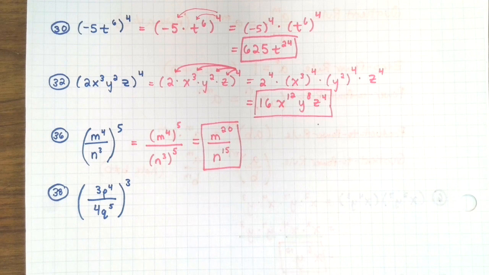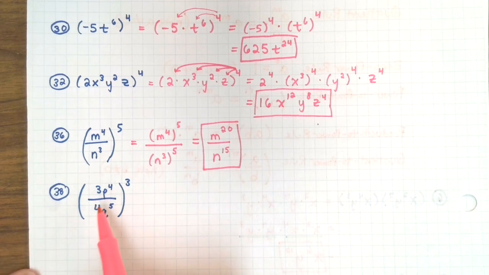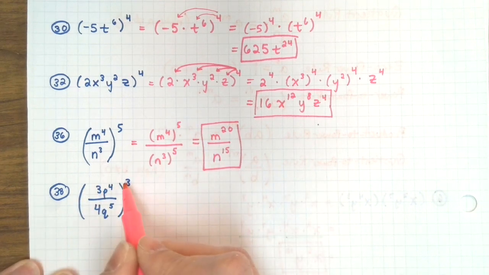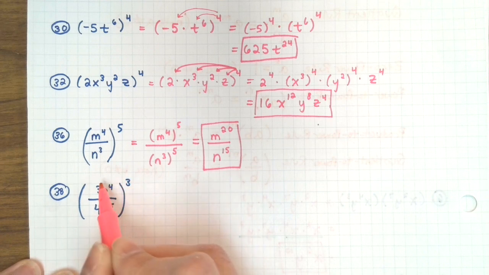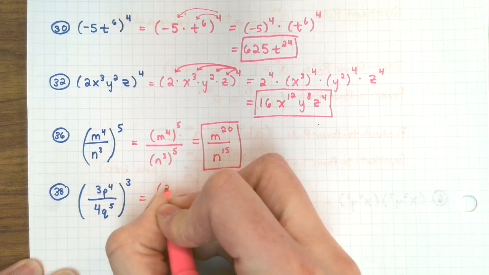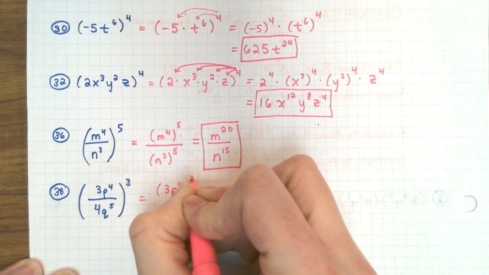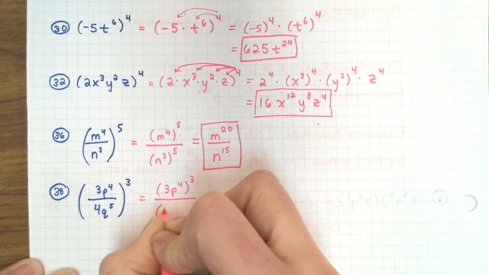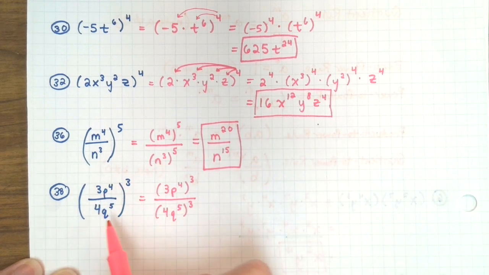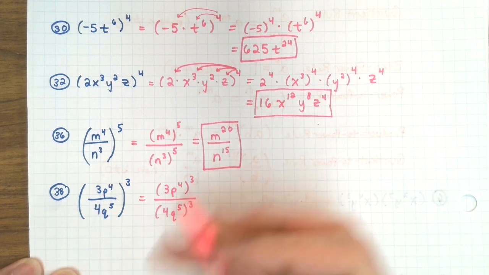For 38, very similar idea, except for this one actually combines a little bit more than just the power to power rule. It's also going to include the product to power rule. But before we get there, let's use the quotient to power rule, which basically again tells us we're going to take this exponent and we're going to give it to both the numerator and the denominator of this quotient. So we're going to have 3p to the 4th to the 3rd all over 4q to the 5th to the 3rd. So again, we just basically distributed that to the top and bottom of this quotient.